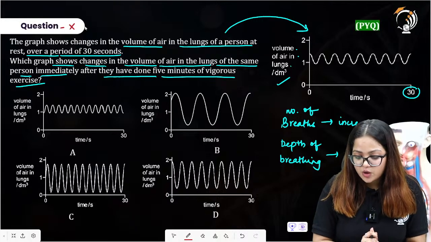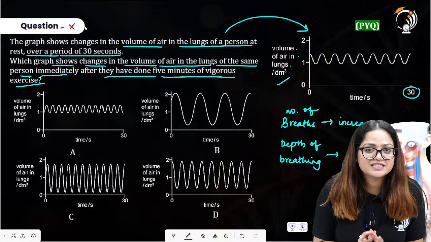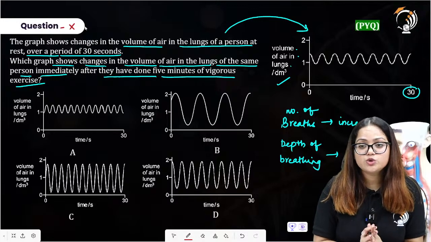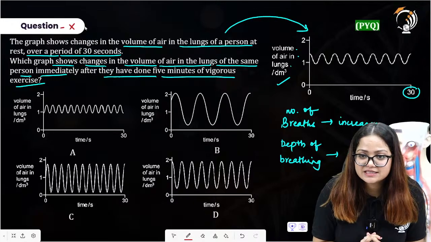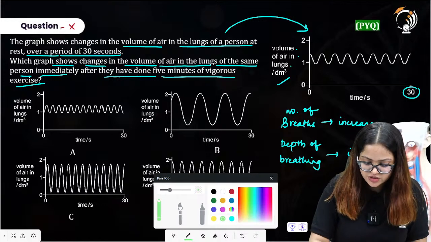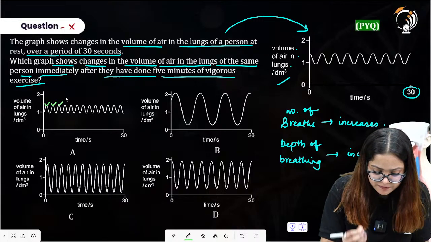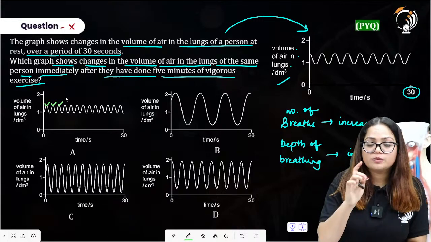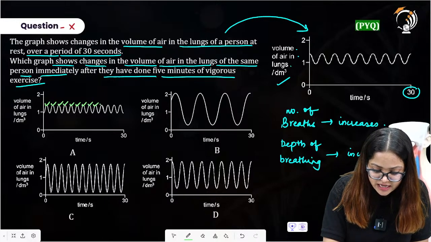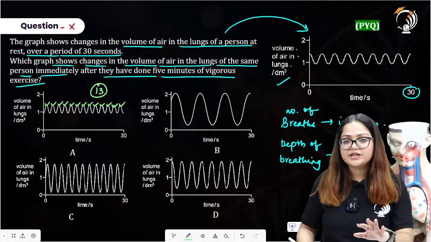Joshita, try to recall the concept when we were talking about the person performing vigorous exercise. There were 2 conditions: the number of breaths increases and depth of breathing also increases. Now how can you answer this question? Let us mark each peak as 1 breath. How many breaths are there in option A? First, second, third, fourth, fifth, sixth, 7, 8, 9, 10, 11, 12, 13. So there are 13 breaths in 30 seconds.